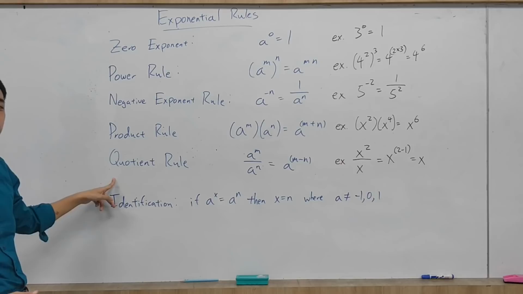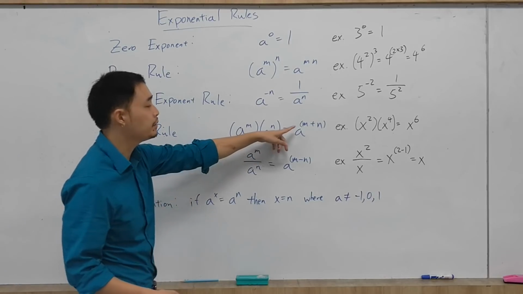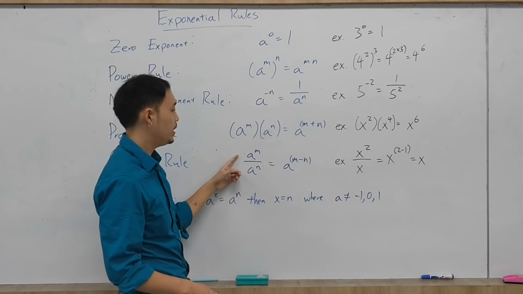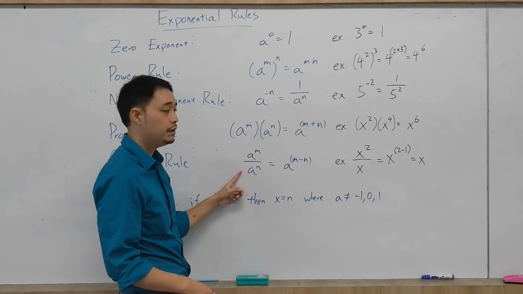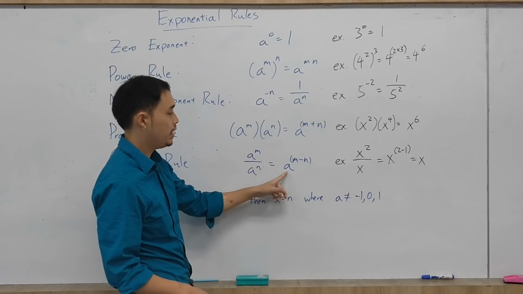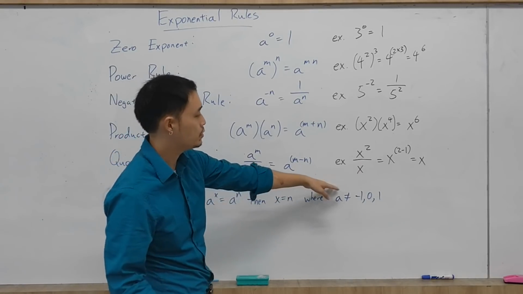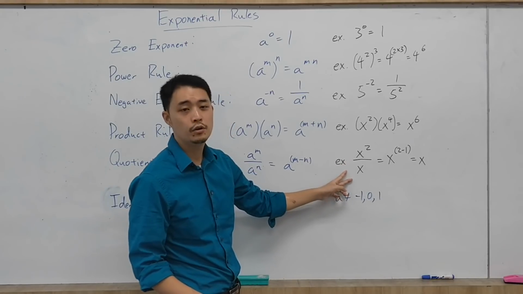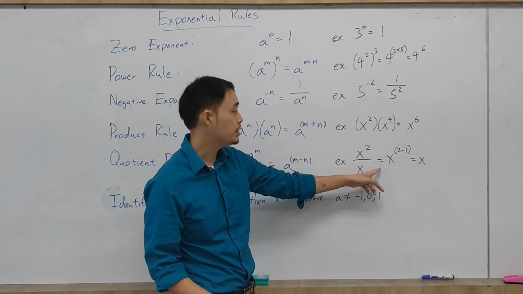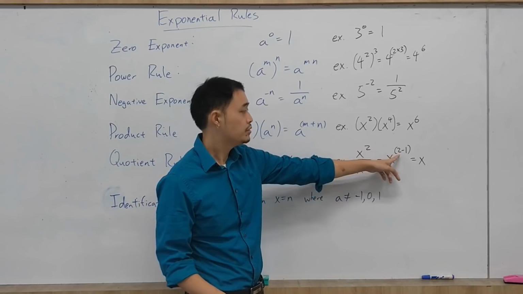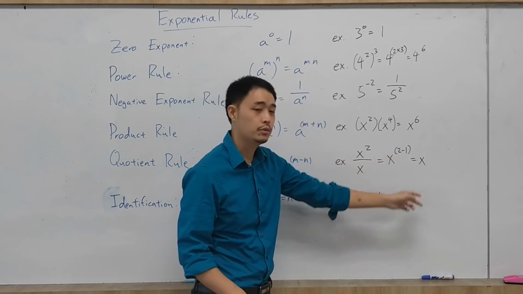Quotient rule, similar idea, except instead of adding, we now subtract. So if I have a power m over a power n, I can combine them and I say a power m minus n. So for example, x squared over x power 1 should equal x to the 2 minus 1, which equals x.